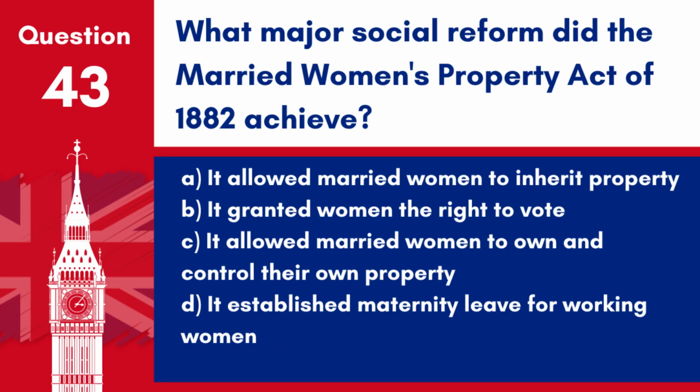Question 43. What major social reform did the Married Women's Property Act of 1882 achieve? A. It allowed married women to inherit property. B. It granted women the right to vote. C. It allowed married women to own and control their own property. D. It established maternity leave for working women. Answer. C. It allowed married women to own and control their own property. The Married Women's Property Act of 1882 was a significant social reform that allowed married women in England to own, buy, and sell their own property and keep their own earnings.